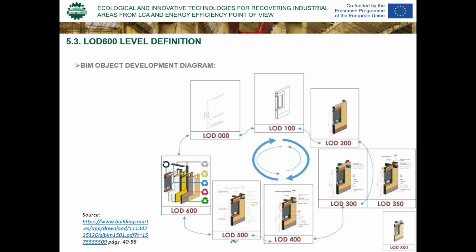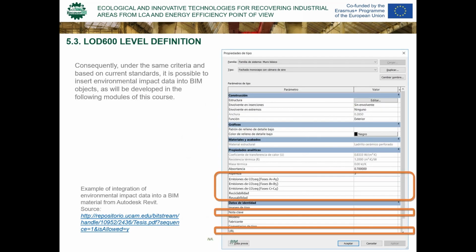Coordination. The element can be used to coordinate with other elements of the project based on recycling schedules, as well as its effect on the other elements of the project during its modification, removal, decrease in efficiency, toxicity, etc. Consequently, under the same criteria and based on current standards, it is possible to insert environmental impact data into BIM objects, as will be developed in the following modules of this course.